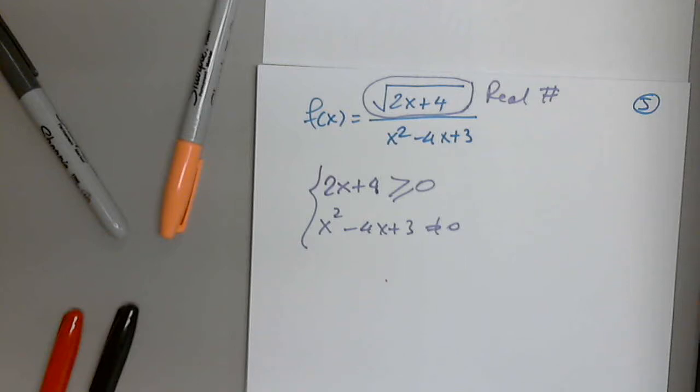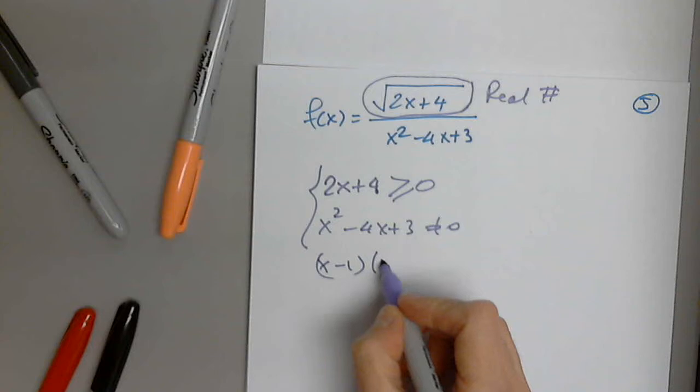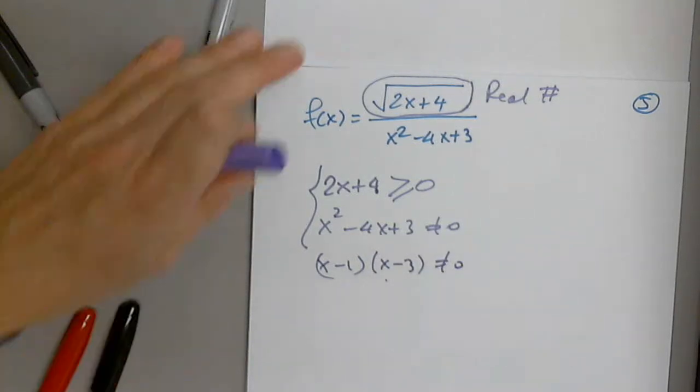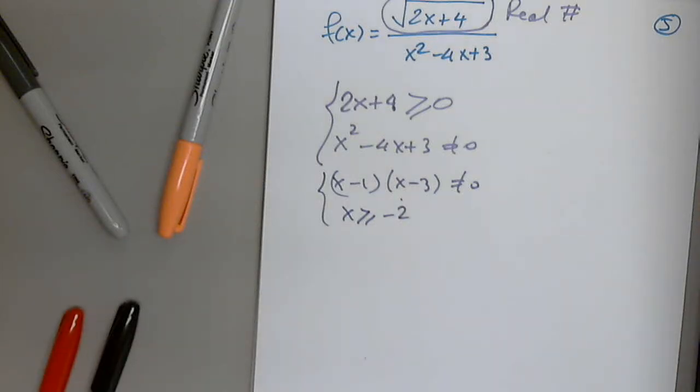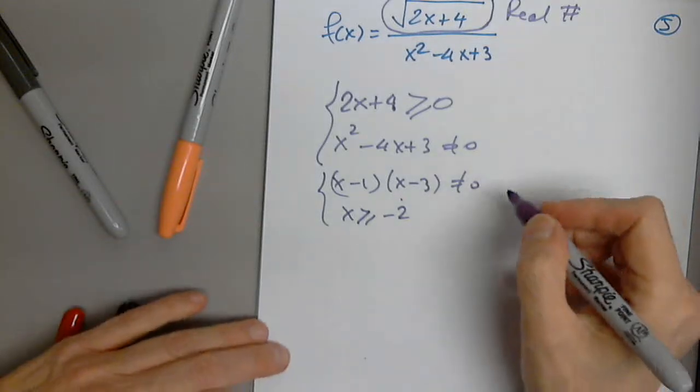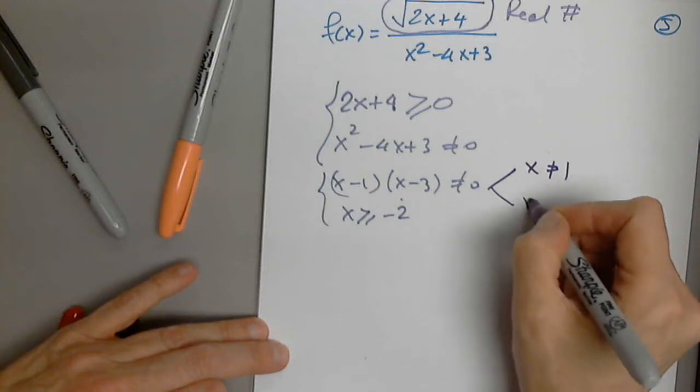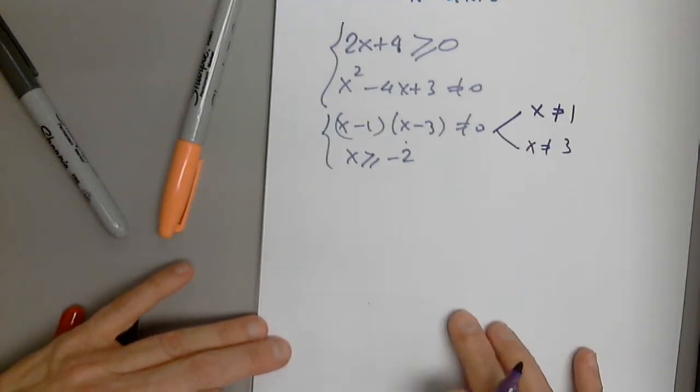So we will factor the denominator, x minus 1, x minus 3. And we will solve the inequality as x greater than or equal to negative 2. We move forward and we divide by 2. So we know now that x cannot be 1 or 3.